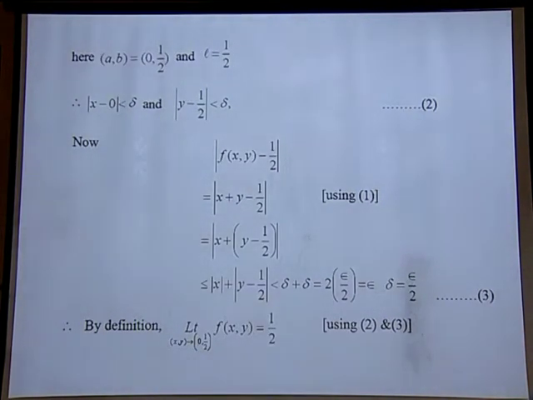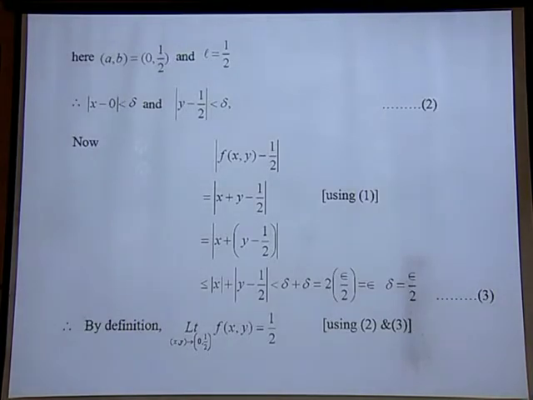So, this is equal to modulus value of x plus y minus half, which is less than or equal to modulus of x plus modulus of y minus half. Now, from the second condition, we know this is less than delta plus delta, which is equal to 2 into epsilon by 2, which is equal to epsilon, because delta is here equal to epsilon by 2. That is, we are choosing delta equal to epsilon by 2. We have to choose the value of delta depending upon epsilon only.